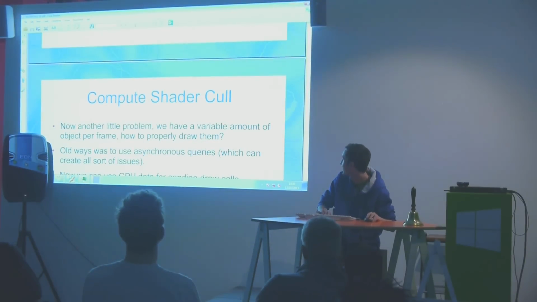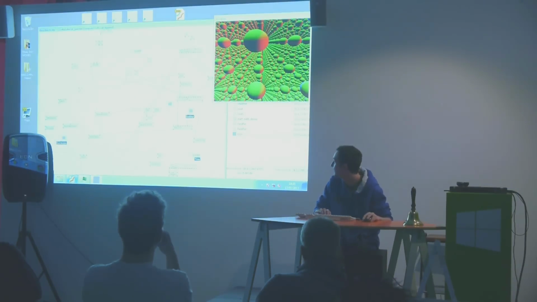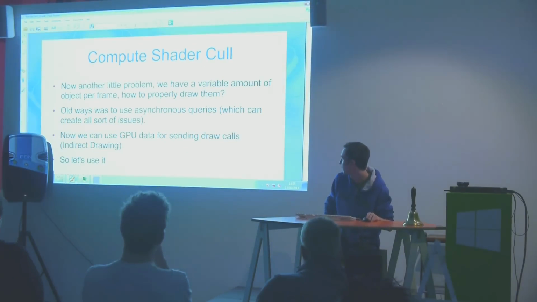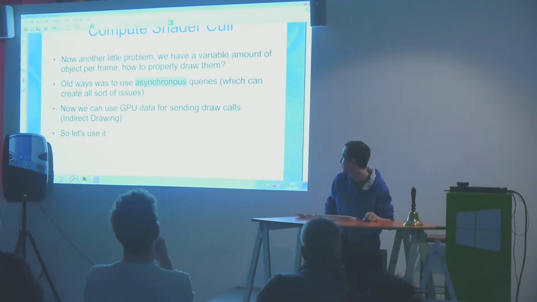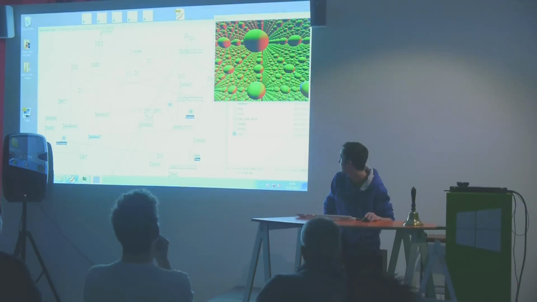Now we don't have a static amount of objects. Before I could happily say, draw me 64,000 spheres, but now I don't know how many spheres I need to render anymore, because some have passed the test and some have not. Before, you had to use a query, which is a bit of a problem, and now what you can do to send the draw instruction is to use the GPU data.